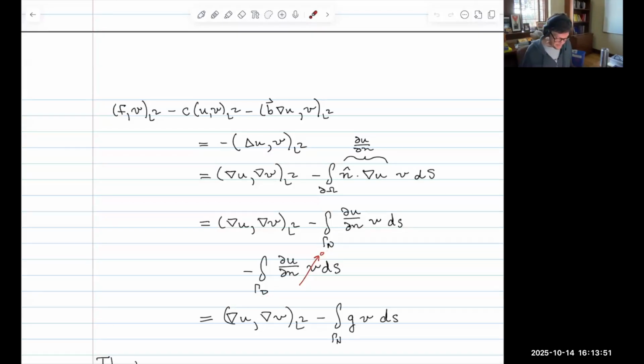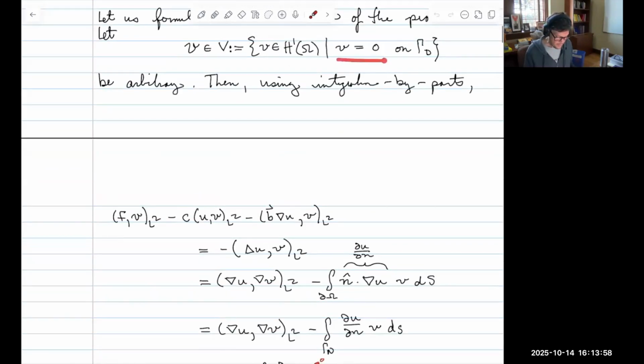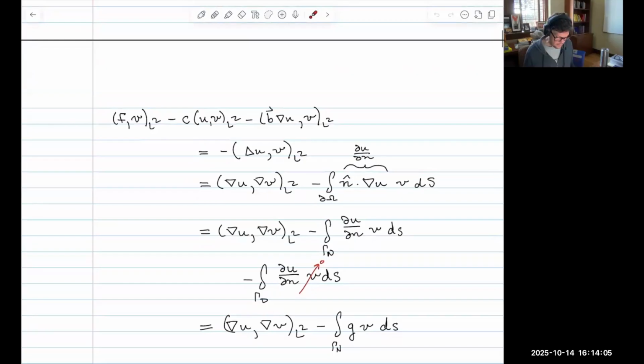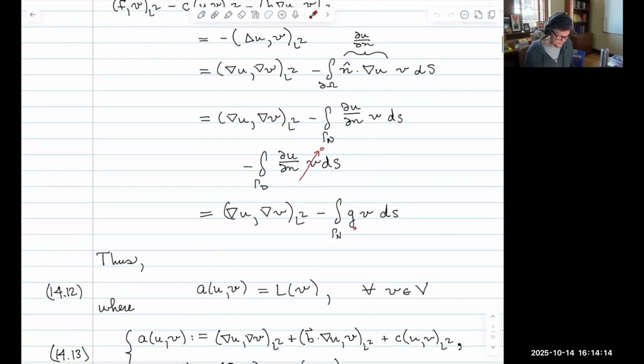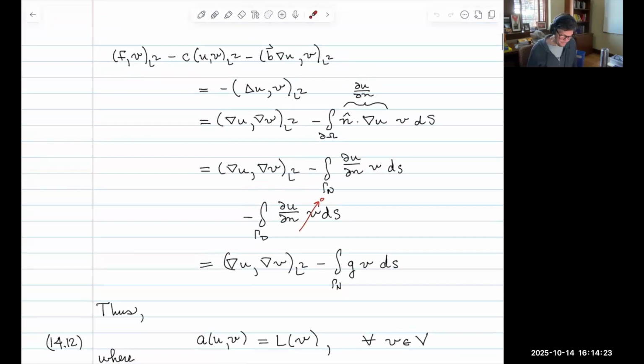Now, on the Dirichlet part of the boundary, my test function itself is equal to 0 because it's coming from that space where v is equal to 0 on gamma D. This term is not equal to 0, but I can notice that my boundary conditions suggest that du/dn should be g. So that term goes away, and this one transforms into that term. Okay, now I can rewrite everything in weak form.